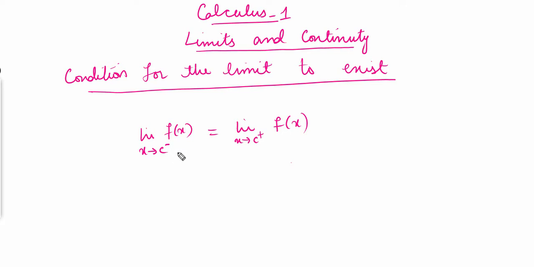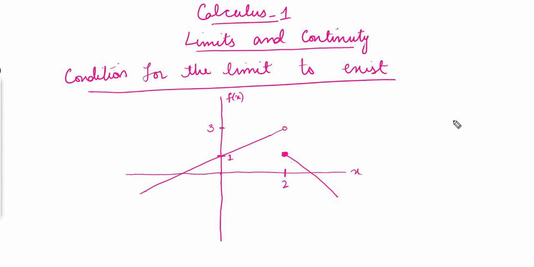So if we approach 2 from the left side, the value of f of x should be 4. And if we approach 2 from the right side, the value of f of x should also be equal to 4. If that happens, then we can say the limit exists. Otherwise, the limit does not exist. So I'll draw a graph of a function and we will check whether the limit exists or not.